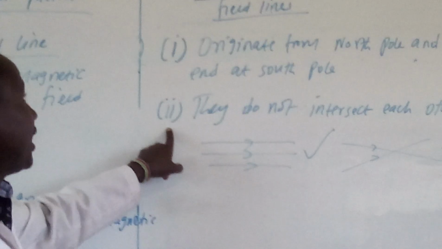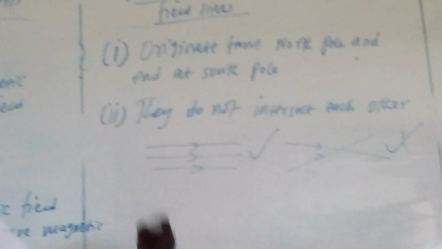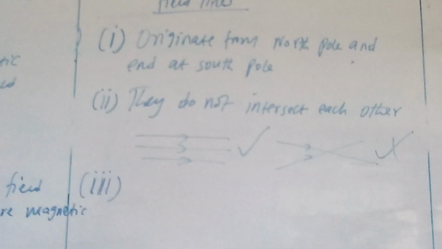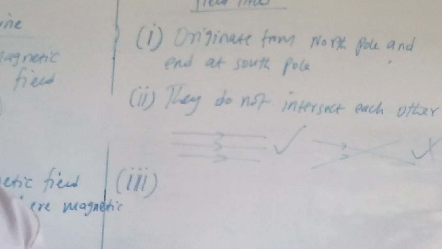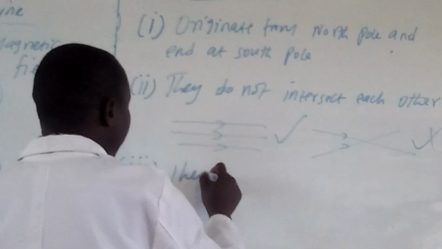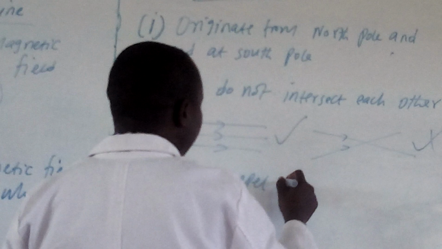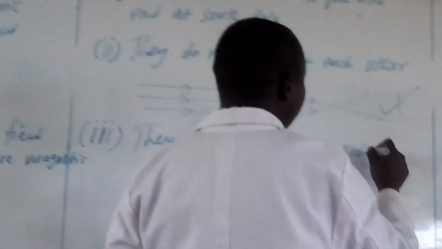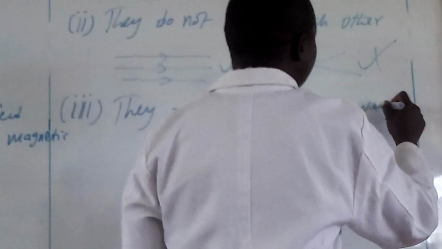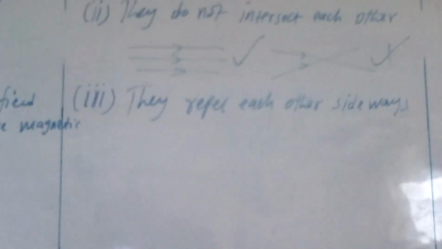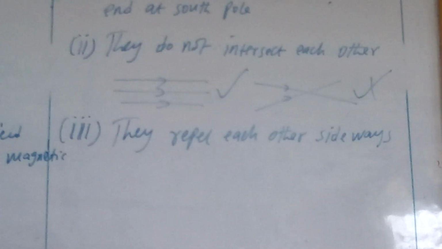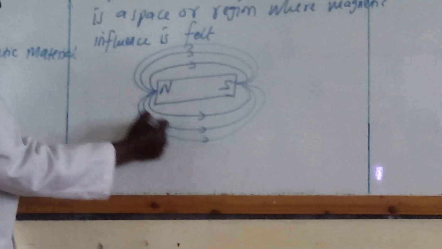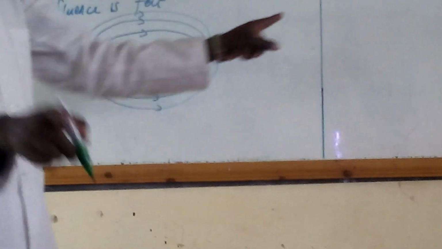Number three of the characteristics: they repel each other sideways. At this point where they originate, you will find that they are repelling each other, one repelling upward, another repelling downward. So they repel each other sideways.